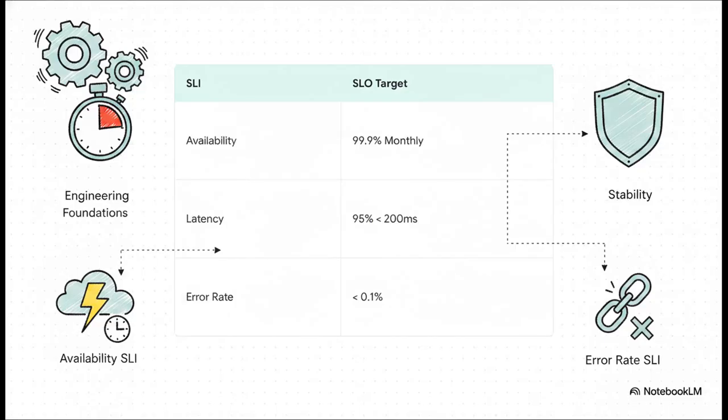Let's see how mapping these raw metrics to targets creates a clear engineering foundation. So, for an availability SLI, your corresponding SLO target might be 99.9% monthly uptime.